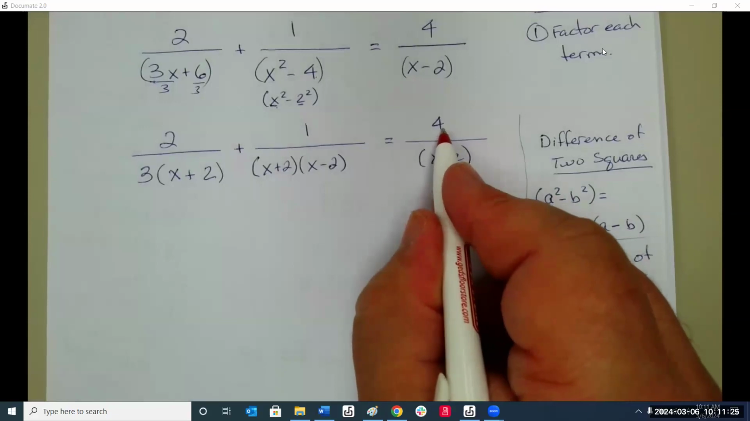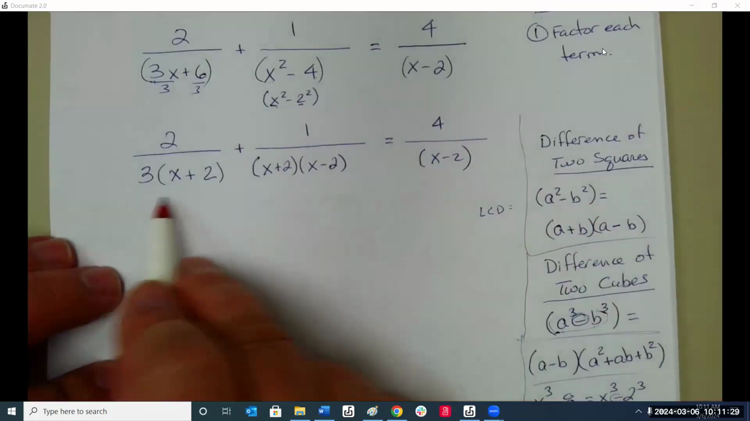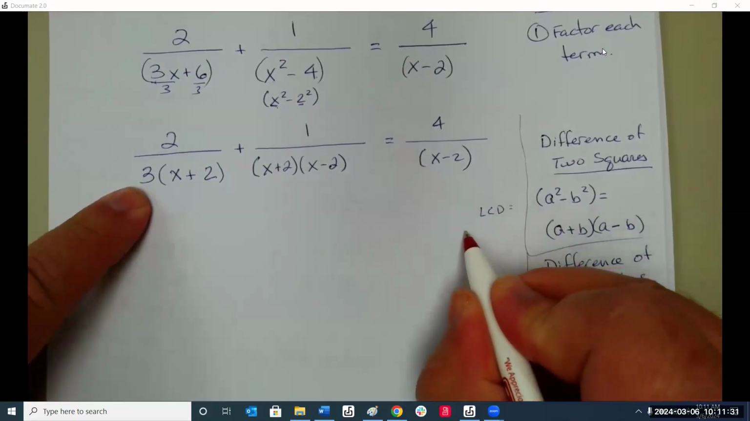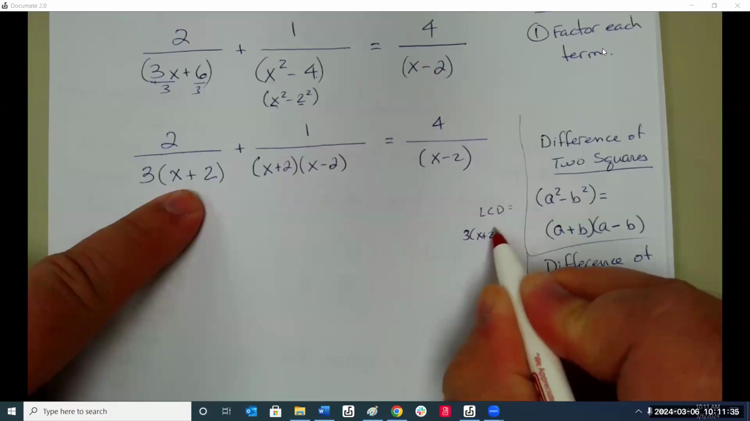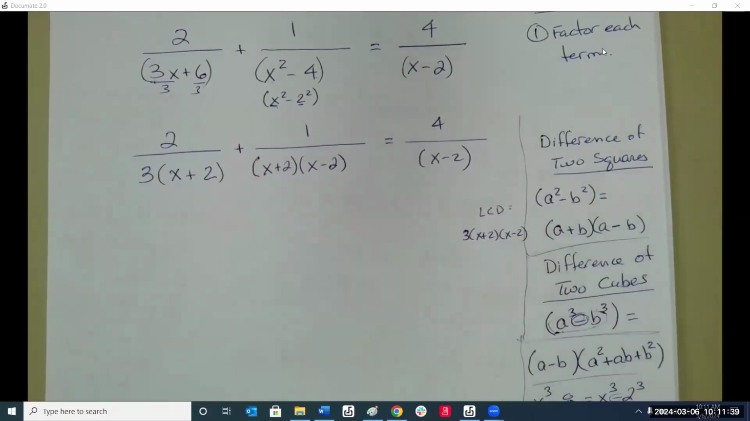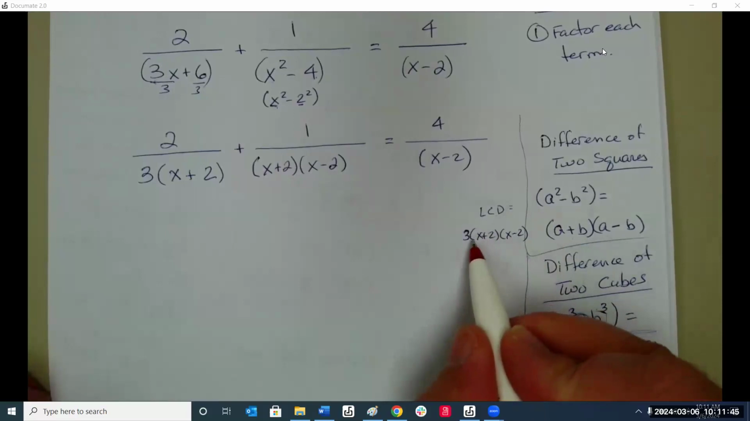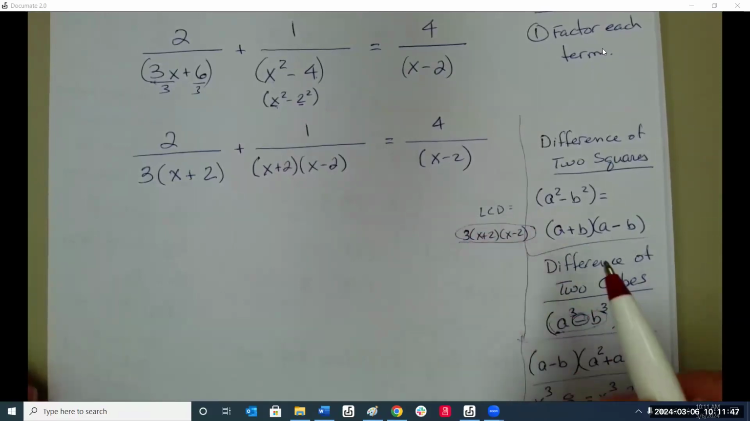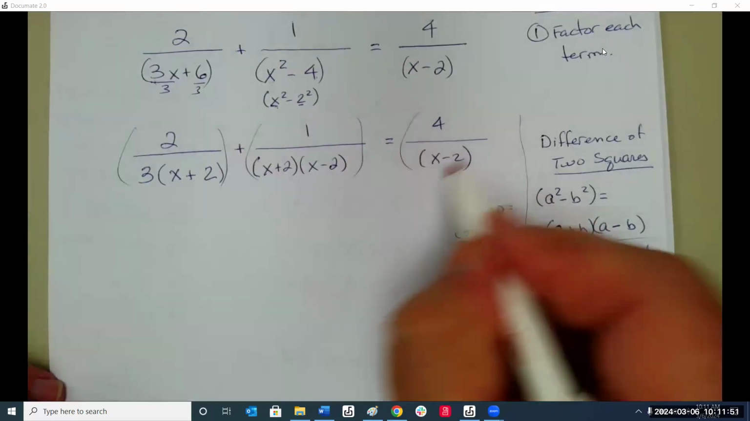Can't be 4. That's a numerator. Least common. We're going to look at the bottom numbers. So let's look at the bottom numbers. There's a 3. There's an x plus 2 and an x minus 2. That's what the LCD is going to be. What do we do with the LCD? Multiply it to each term.